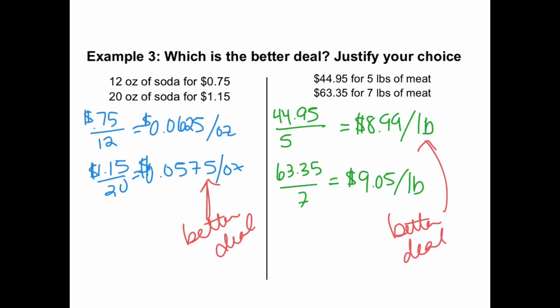So in this case, the soda costing $1.15 for the 20 ounces is the better deal than the 12 ounces of soda for 75 cents. And for the pounds of meat, the $8.99 per pound, so the 5 pounds for $44.95, is the better deal than 7 pounds for the $63.35.